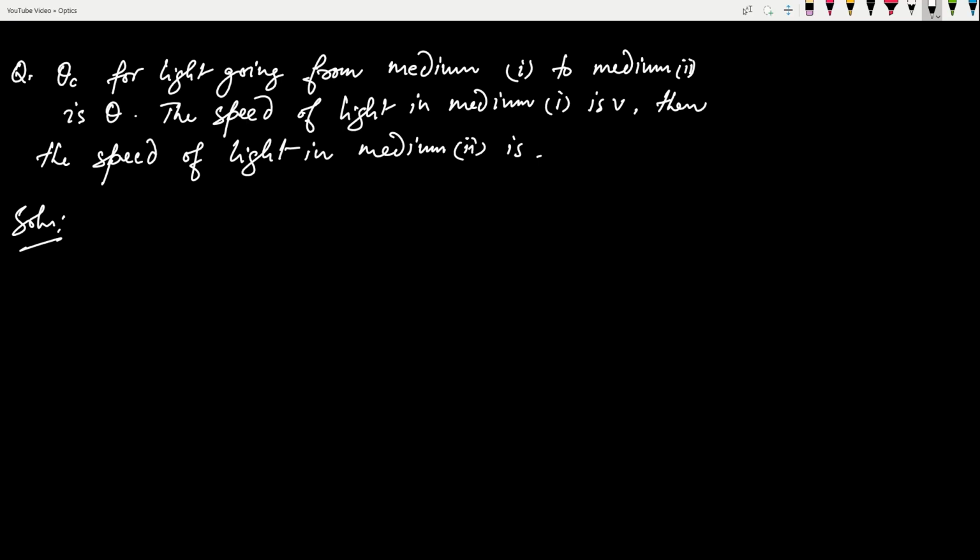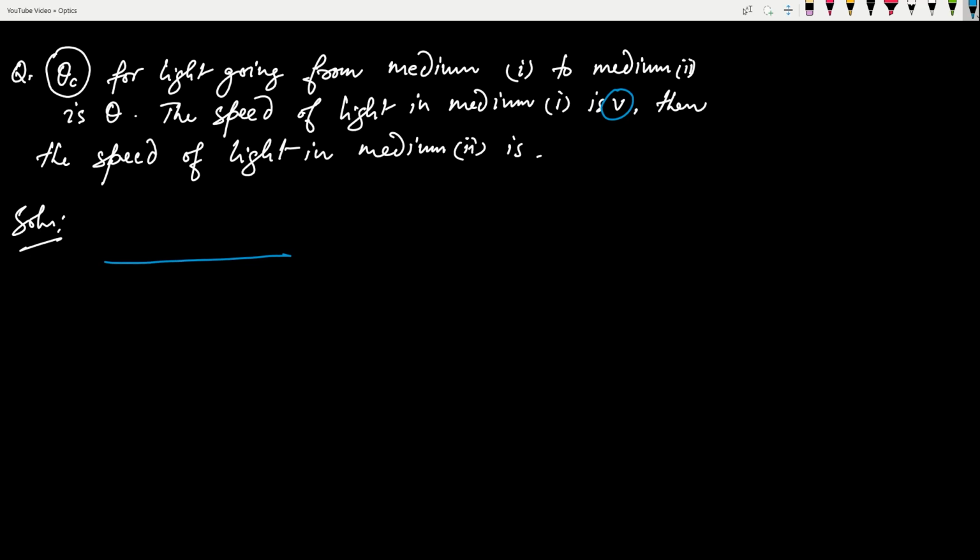Now let's look into this question. It says that the critical angle theta c for light going from medium 1 to medium 2 is theta. So the critical angle is given to be theta. The speed of light in medium 1 is v. Then the speed of light in medium 2 will be how much? That's the question. So let's draw the scenario and then things will be easy.